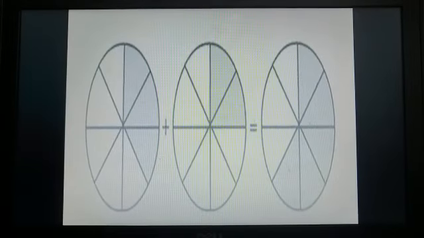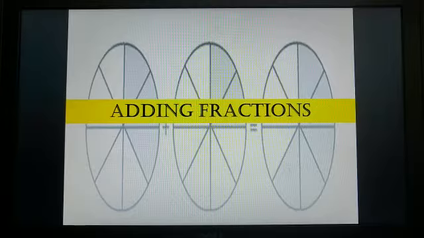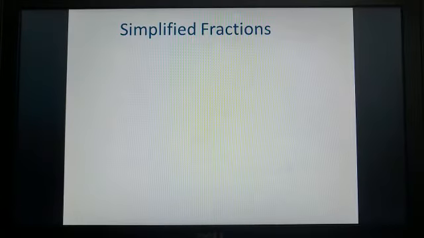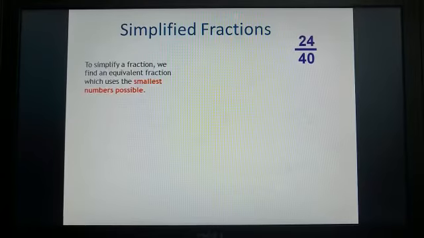Today we're going to be looking at adding fractions. Before we start the questions, we just need to recap on a few skills I know you've done previously in class. So how to simplify fractions. How do I simplify 24 fortieths? I need to change it to its simplest form.